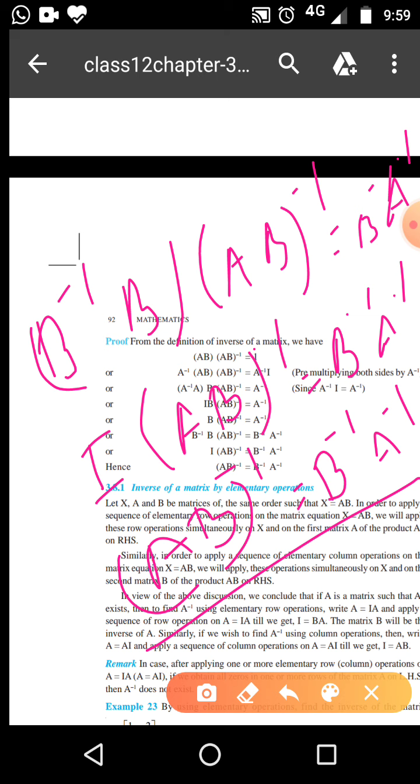This is already written here. I just explained it to you, but it is already written here.